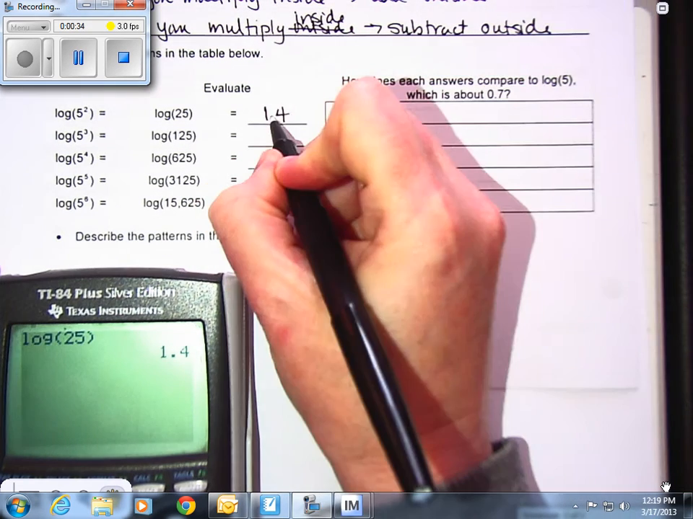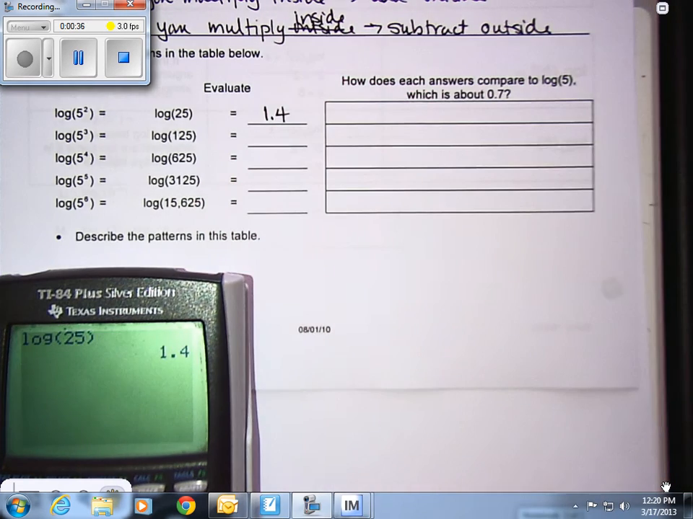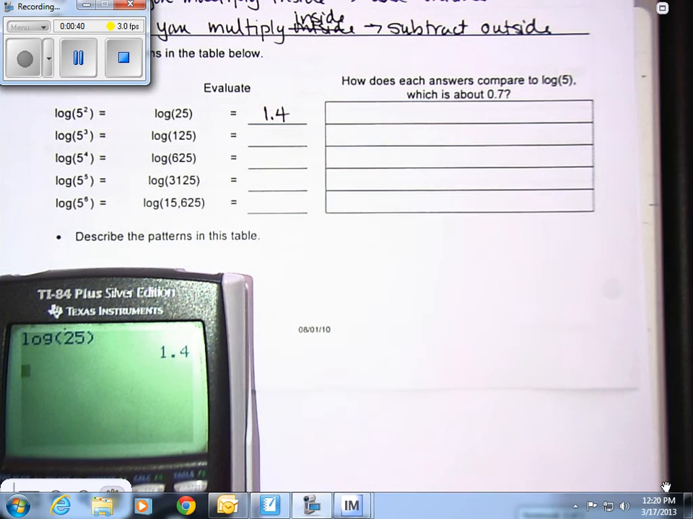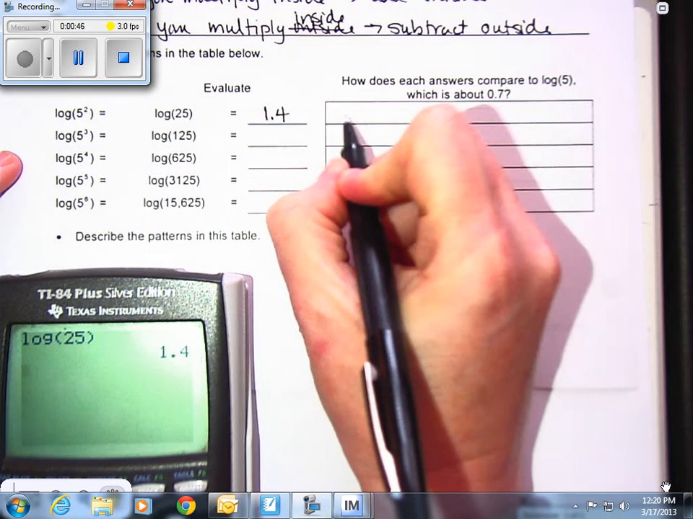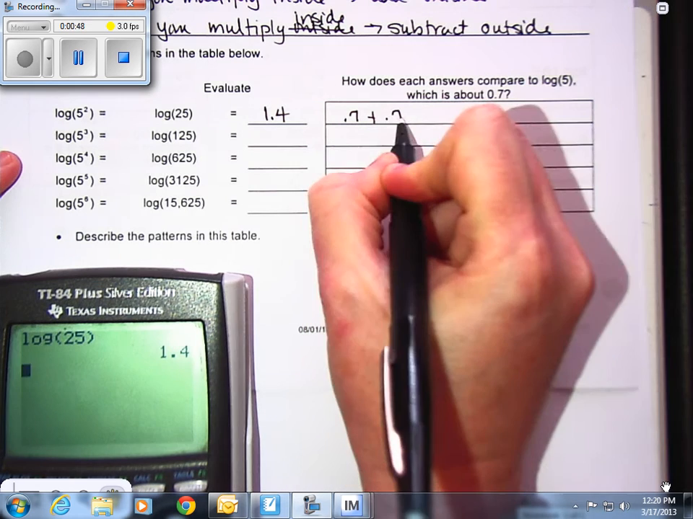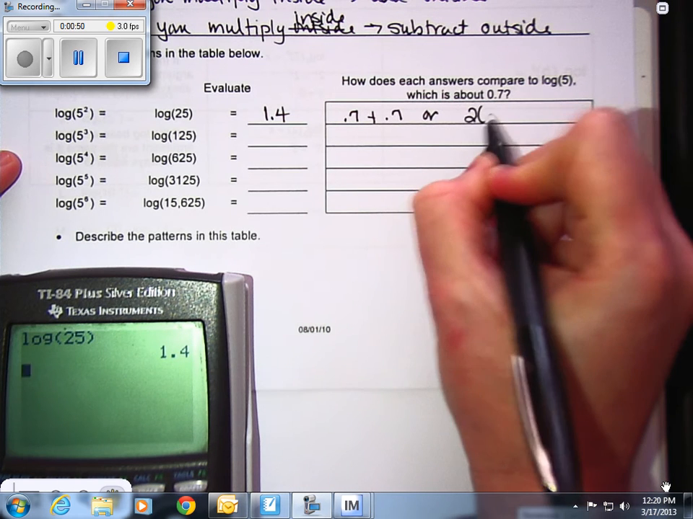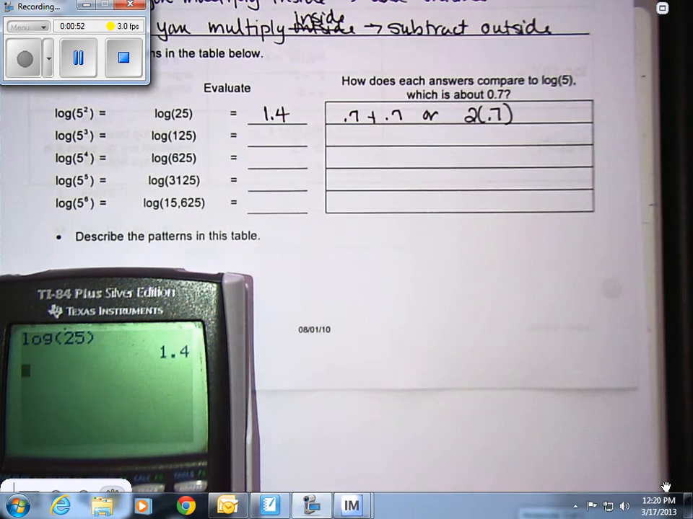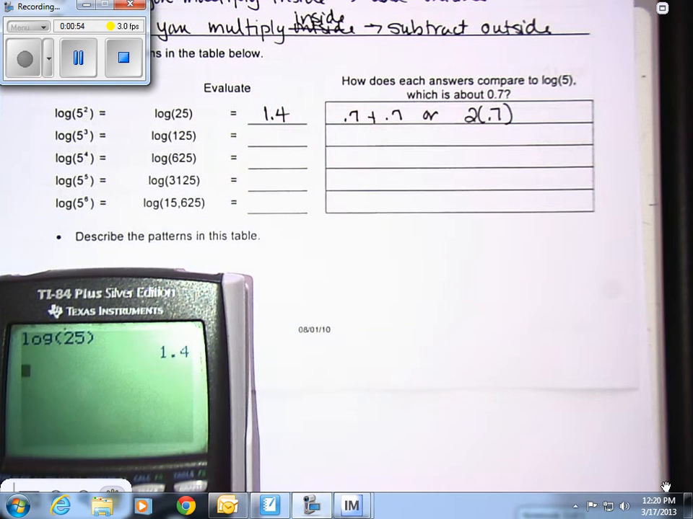So what it wants us to remember is that the log of 5 is 0.7. So how can we get from 0.7 to 1.4? What is the relationship between them? Well, maybe you recognize that 1.4 is 0.7 plus 0.7, or is 2 times 0.7. Those are the same. So let's go on to the next one.